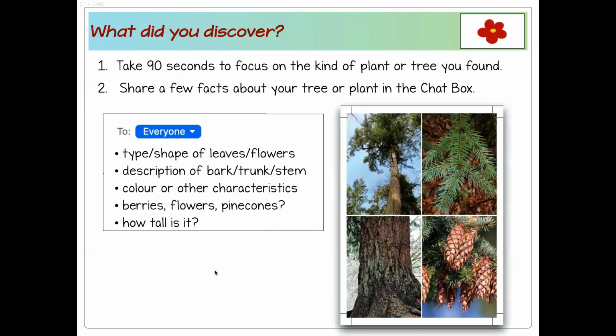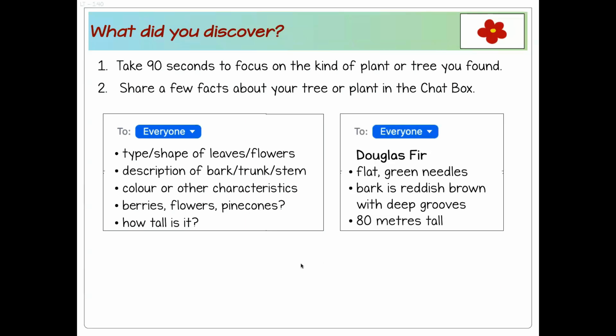So here's an example for you. This is a Douglas fir. And so if I had gone out on my break and seen a Douglas fir, I might note that it has flat green needles. The bark is reddish brown with some deep grooves. And this one that I saw, I could imagine it was 80 meters tall.